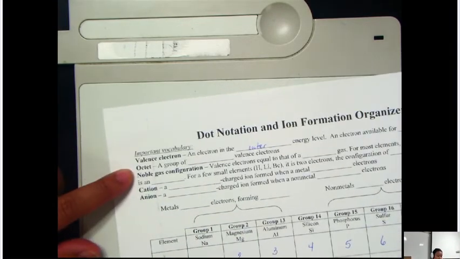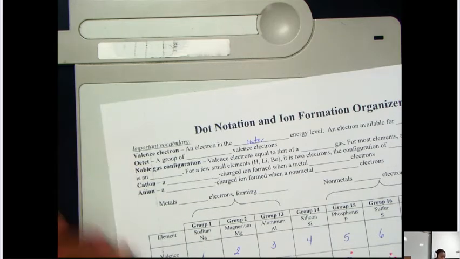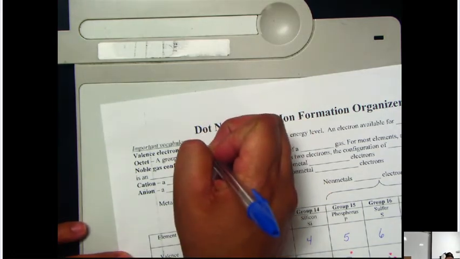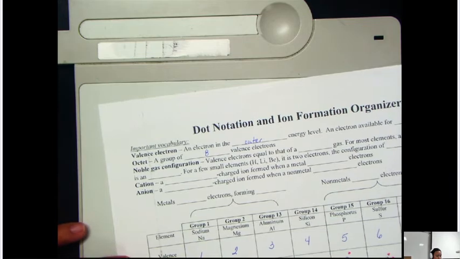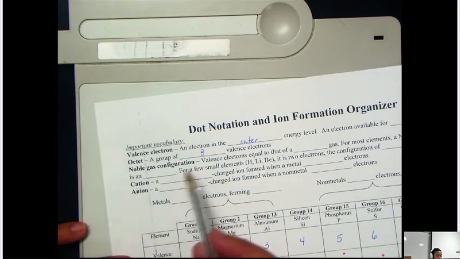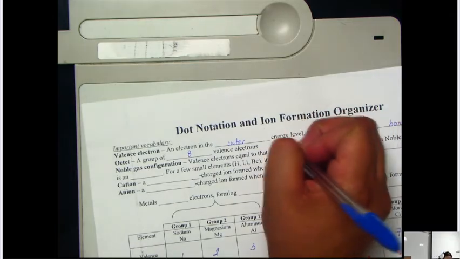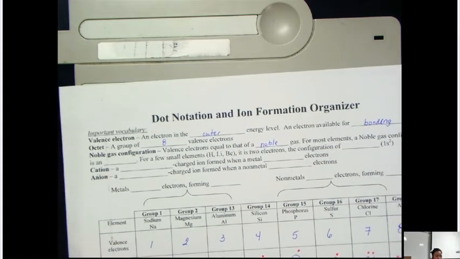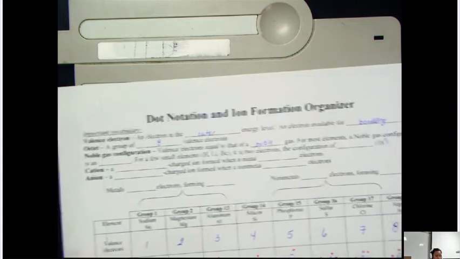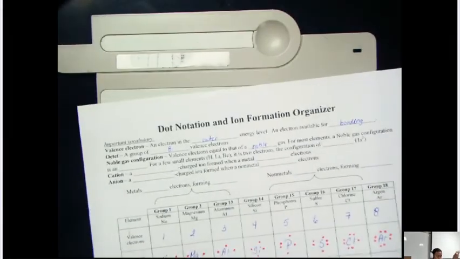An octet, so think numbers, octet, octa, like an octopus has how many legs? So an octet is a group of 8 valence electrons. The noble gas configuration, valence electrons equal that of a noble gas. For most elements, a noble gas configuration is an octet.